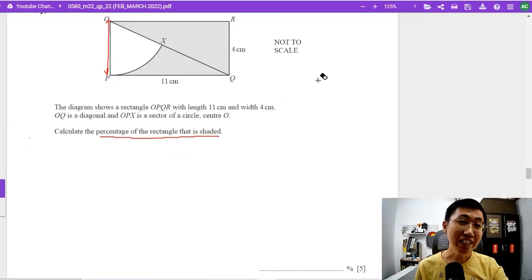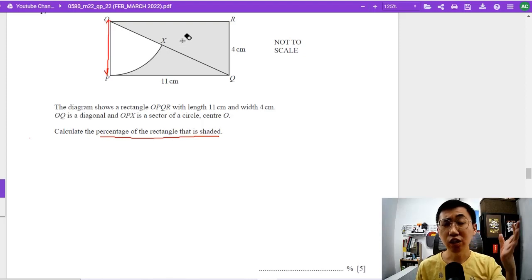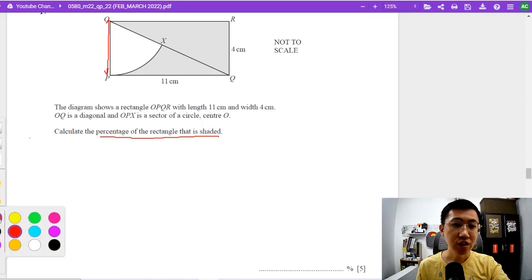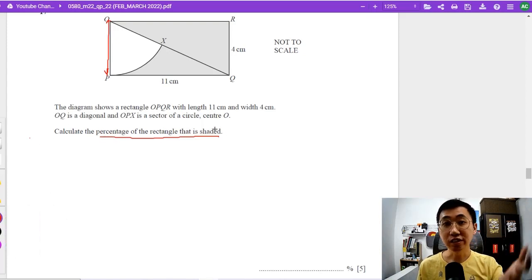Question 17 is arguably the toughest in this paper, February-March 2022, because I'm looking at 5 marks over here and there are actually a lot of topics combined in one single question. So let's see how to do this question. Alright, so whenever you want to find this rectangle that is shaded, you need to find the shaded area right now. Okay, so how do we get this shaded area?